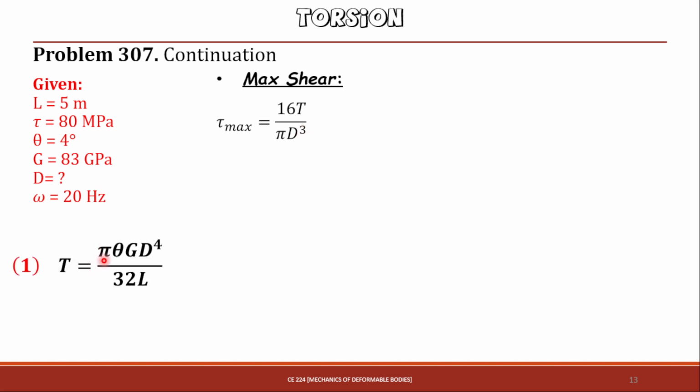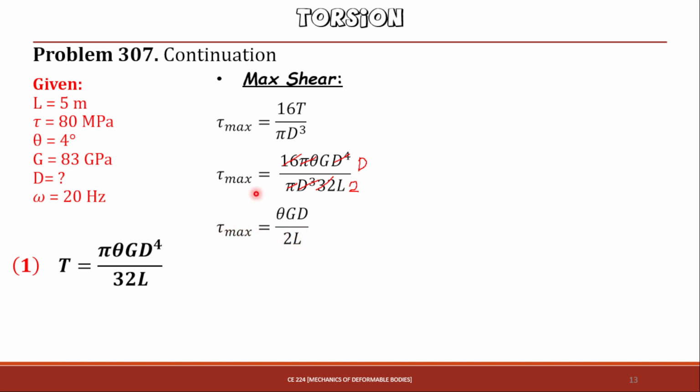So, we have 16T over pi d cube. Meron tayong equation for T na pi theta G d raised to 4 over 32L. So, T in terms of D. So, ma-eliminate natin yung isang unknown dito. So, we have shear max is equal to 16 pi theta G d raised to the 4th all over pi d cube 32L. So, basic algebra na lang to. So, cancel yung mga like terms. So, d to the 4th, may iwan sa ating numerator ay si d. Tapos, magka-cancel si pi. Tapos, 16 over 32 dahil may iwan sa denominator natin ay 2. Okay lang. And then, simplifying the equation, we get the shear max is equal to theta G d over 2L.